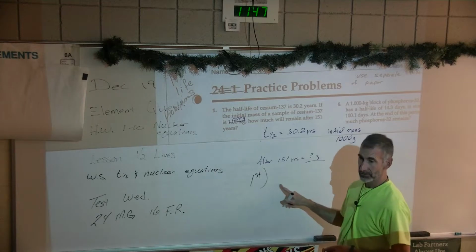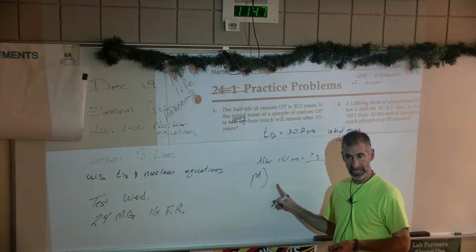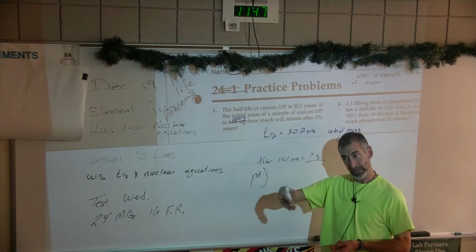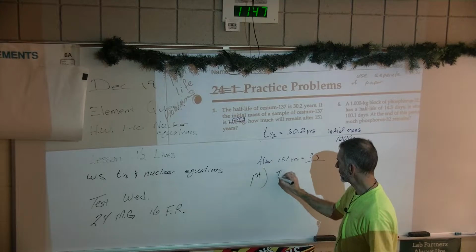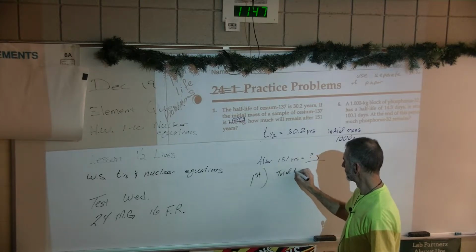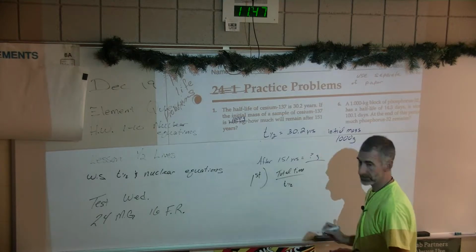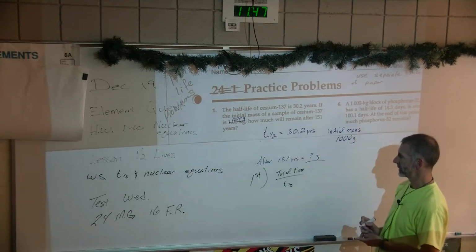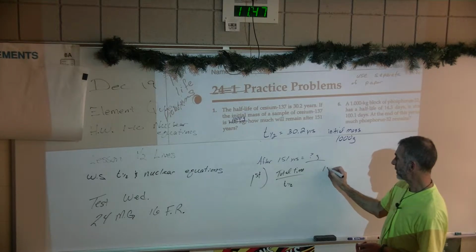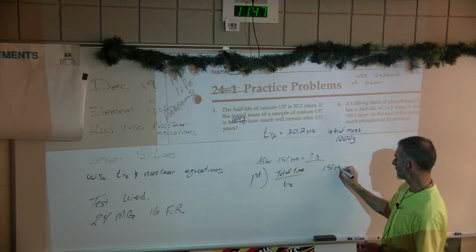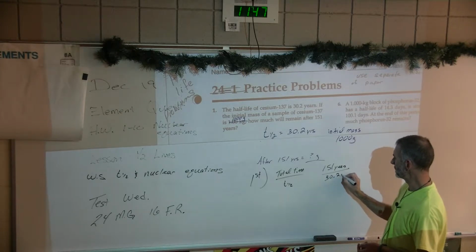Okay, again, first thing that you want to do is figure out how many half-lives, or how many times it breaks down. I'm going to do that by taking my total time divided by my half-life. So in this problem, we have 151 years, and my half-life is 30.2 years.